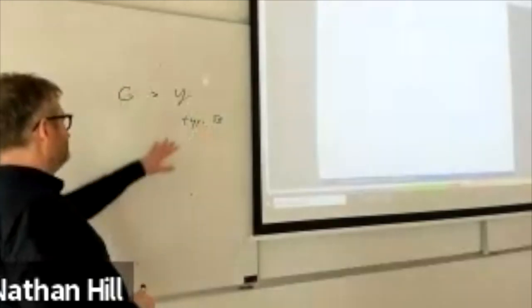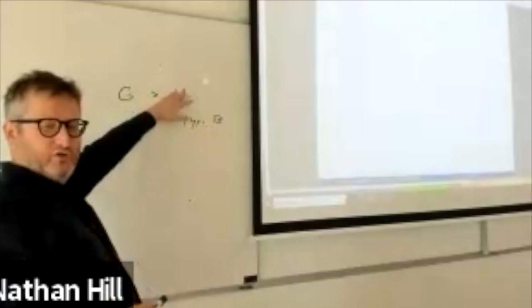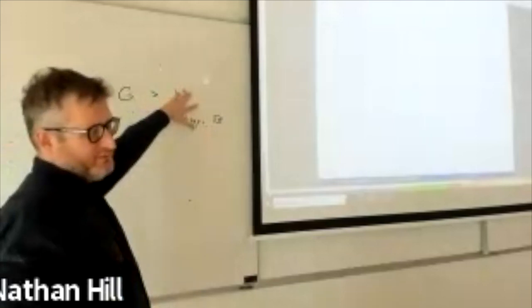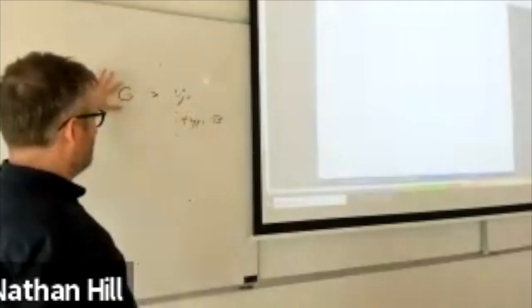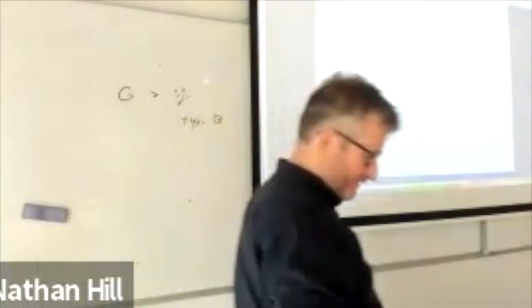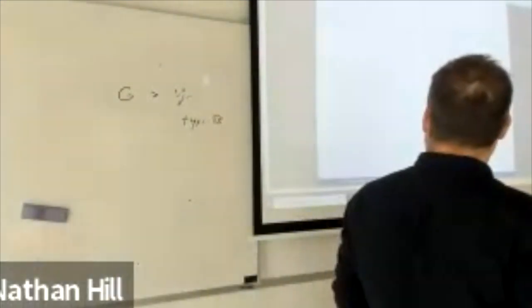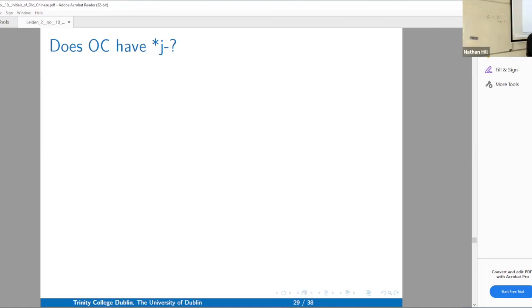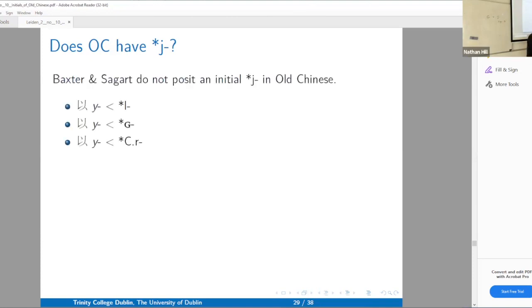And actually, yeah, all initial ya's of Middle Chinese are in type B syllables, right? It's kind of by definition. So this works for us. Some people are not happy to just say, okay, then whenever you see a ya in Middle Chinese, take it back to a uvular. So these are the sources.